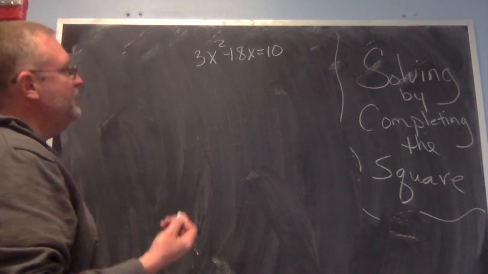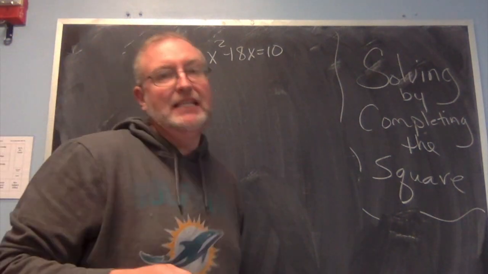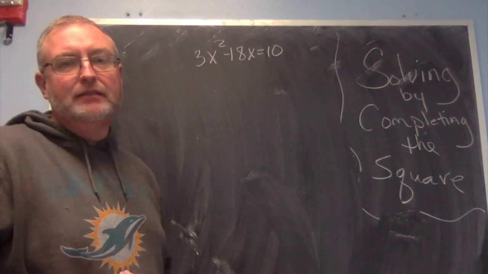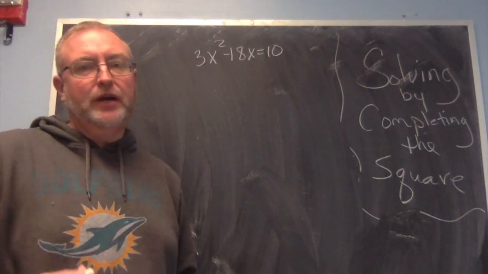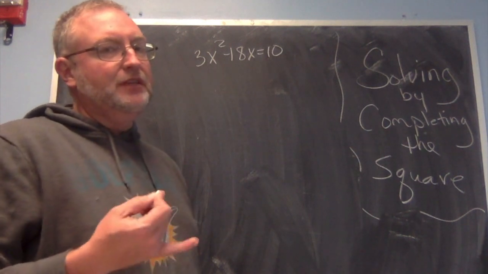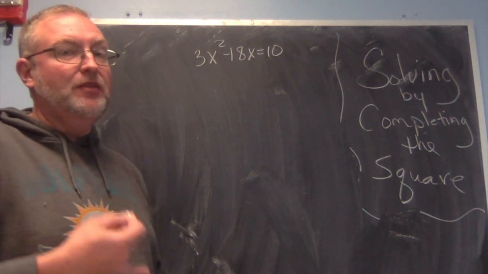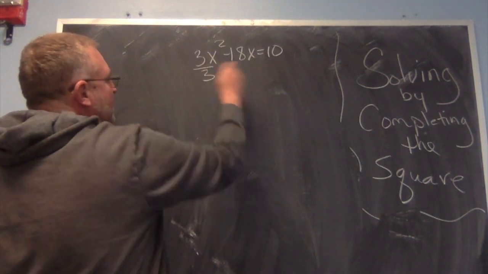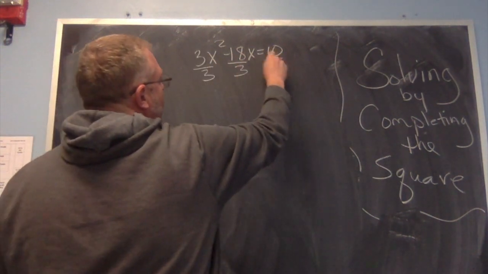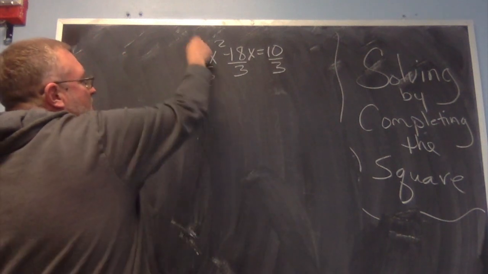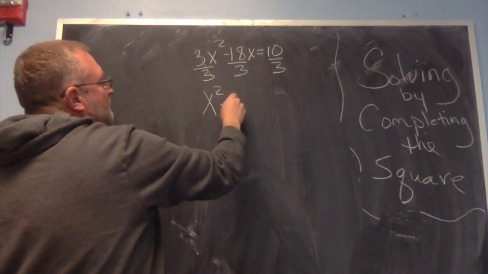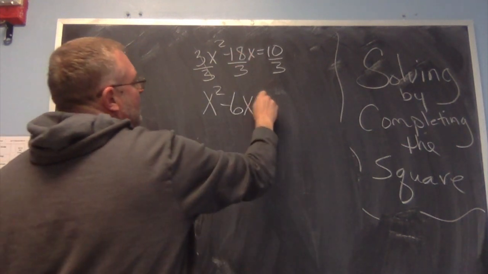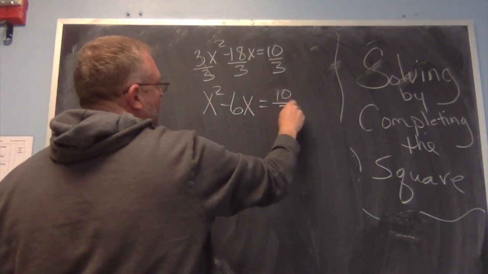Second step, I need to make sure that this is 1. Right now it's not 1. All right, notice it's 3x squared. So to get rid of that, I have to divide it by itself. But what I do to that to make it 1, I got to do to everything else. So I'm going to divide this by 3, which will make that 1, but I got to divide this by 3 and this by 3. Which leaves me with x squared minus 6x, negative 18 divided by 3 is negative 6, equals 10 over 3.